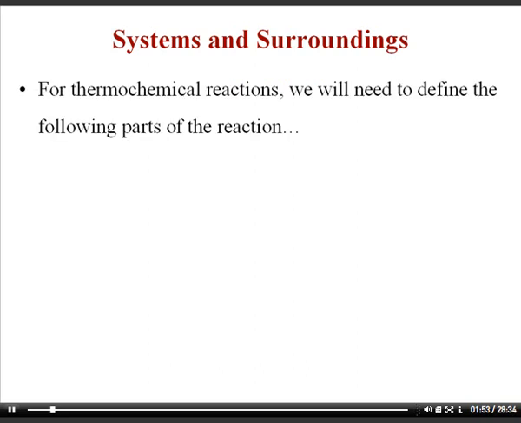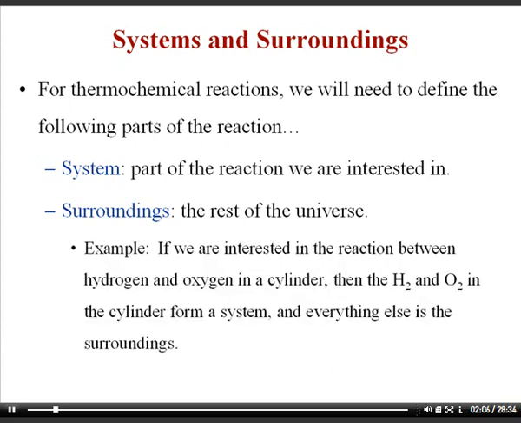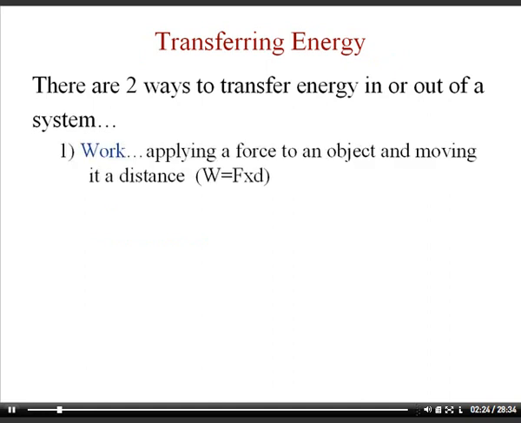Now we have some other terms which are used a lot in this chapter, the system and the surroundings. For a thermochemical reaction, we need to define what the system is, and that's the part of the reaction that you're usually interested in. And the surroundings is everything else, which would be the rest of the universe. So the example that I have in the notes is if you're interested in a reaction between hydrogen, oxygen, and a cylinder, then the hydrogen and oxygen in the cylinder form the system, and everything else outside the cylinder would be the surroundings. Now there are two ways to transfer energy, which the next slide shows.